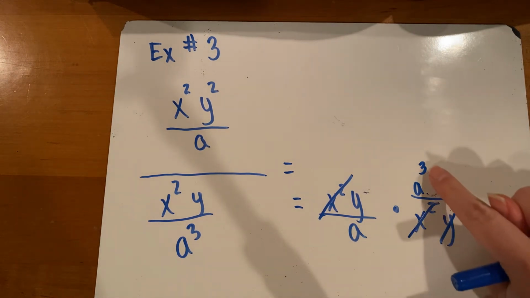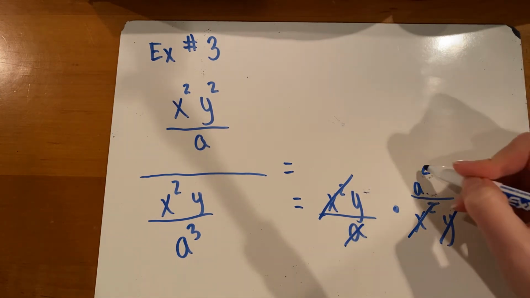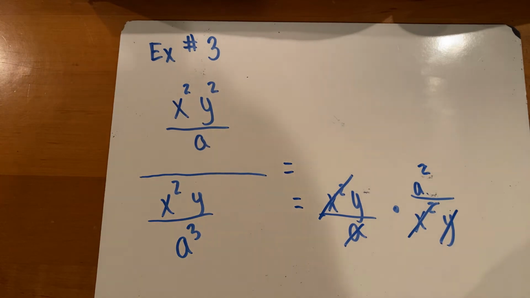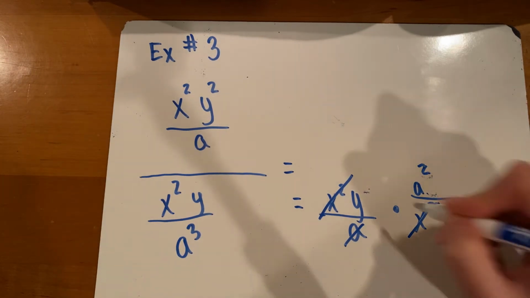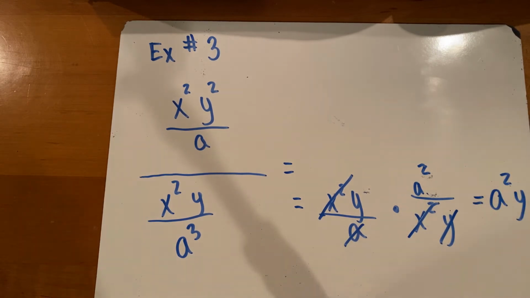This a is going to get canceled out, and this 3 is going to become a 2 because I pulled out an a. And now I don't have anything left to cancel. So I'm left with y times a squared. We always write it in alphabetical order, so it's going to end up being a squared y.